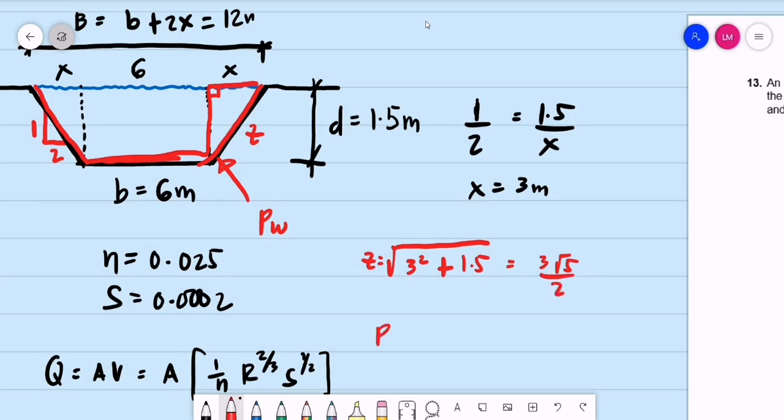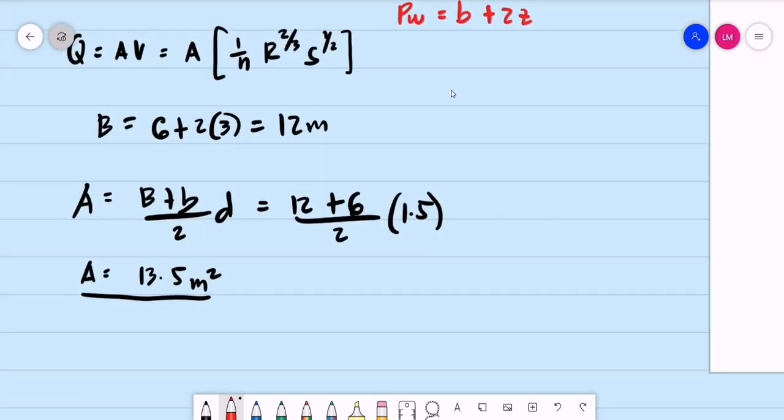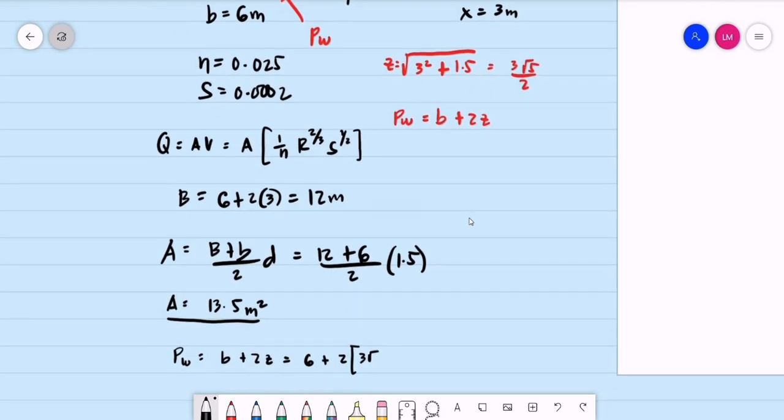How do you compute for the wetted perimeter? The wetted perimeter is equal to the bottom base plus twice the inclined side, that is 2 times z. So we are now computing for the wetted perimeter. Our wetted perimeter is equal to the bottom base plus twice z. This is equal to 6 plus twice the value of z, that is 3 square root of 5.